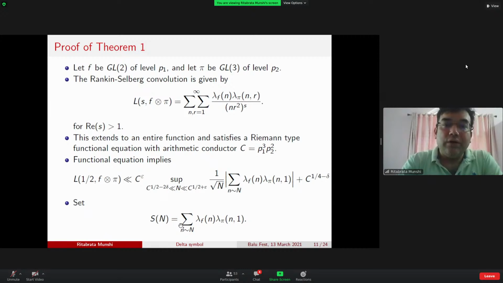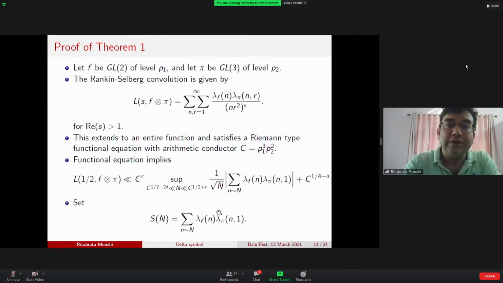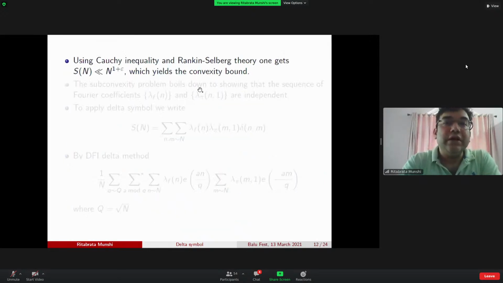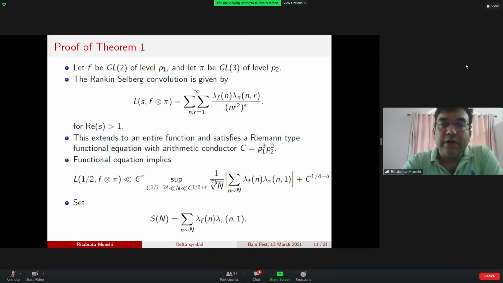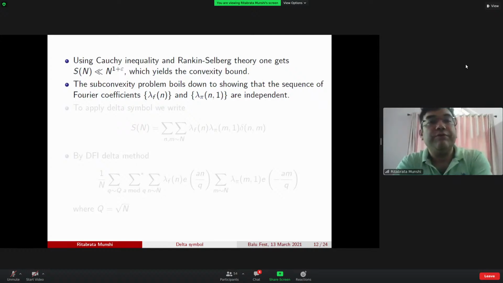All right, and so if you take the trivial bound for the sum S(N), you apply Cauchy and you use the Rankin-Selberg theory for GL2 and GL3, then you get that S(N) is bounded by N to the power 1 plus epsilon. And if you put N to the power 1 plus epsilon over here, then it becomes square root of N, and N goes up to square root of c, so it will be c to the power 1/4 plus epsilon, and that will be the convexity bound. So the trivial bound for S(N) gives you the convexity. To get a subconvex bound, you have to show some cancellation in the sum S(N). That is the same thing as showing that these two sequences of Fourier coefficients are independent.